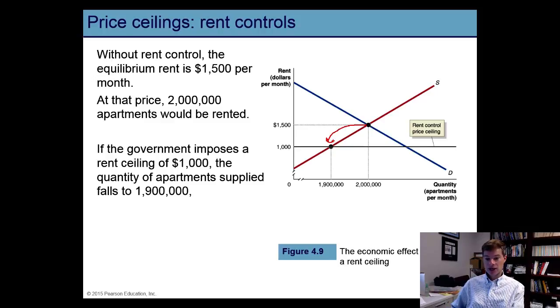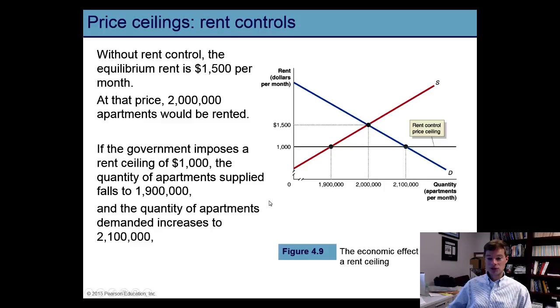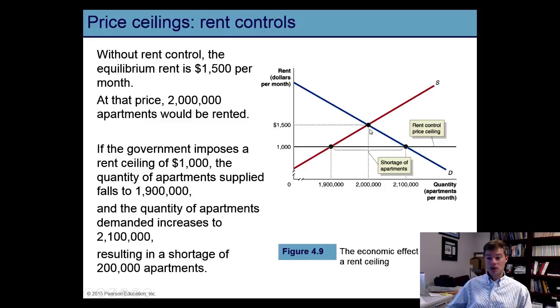But you'll notice that the consumers demand more apartments, and of course this is because the price of the apartments is less. And so when the price goes down, consumers demand more apartments. When the rent goes down, consumers demand more of them. This results in a shortage of apartments, and the shortage is the difference between the quantity demanded, which is 2.1 million, and the quantity supplied, which is 1.9 million.